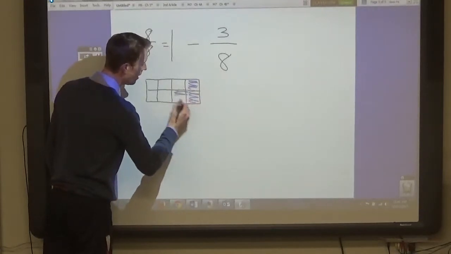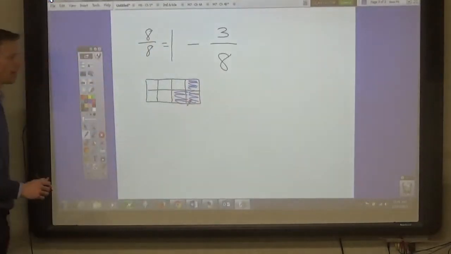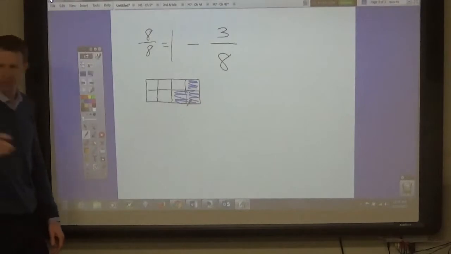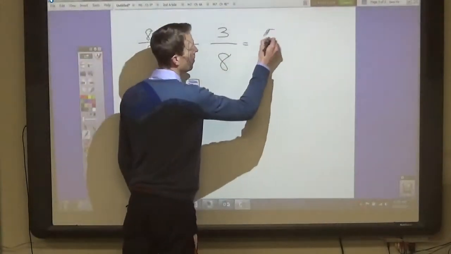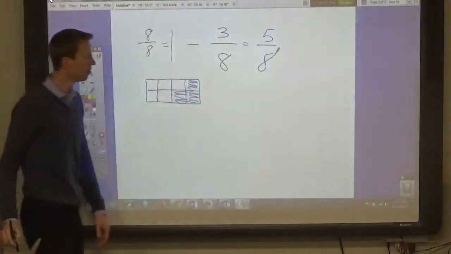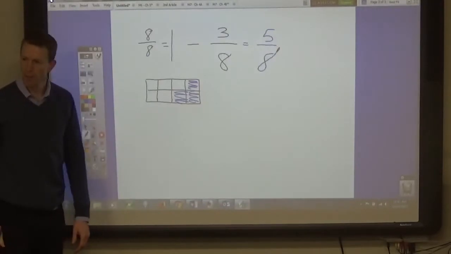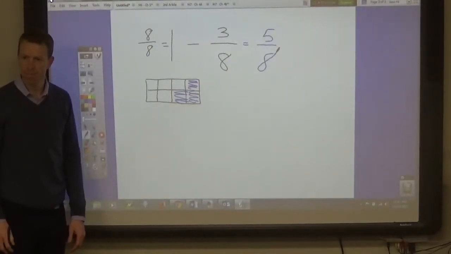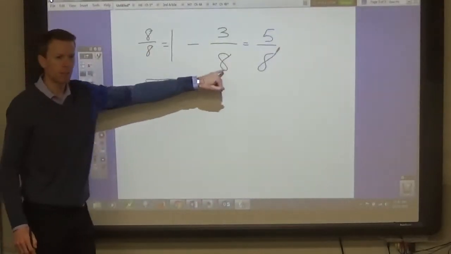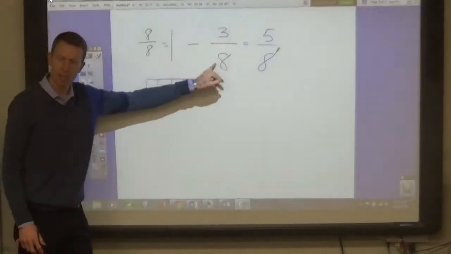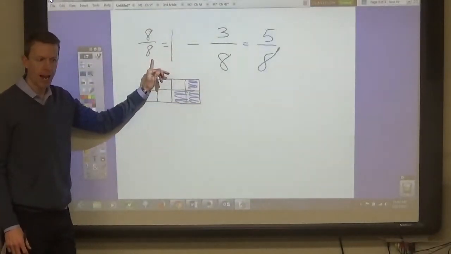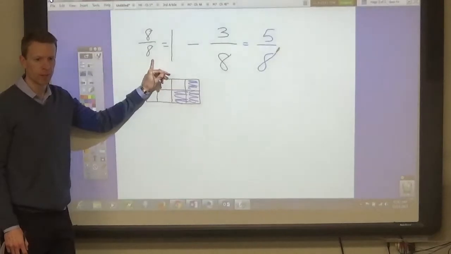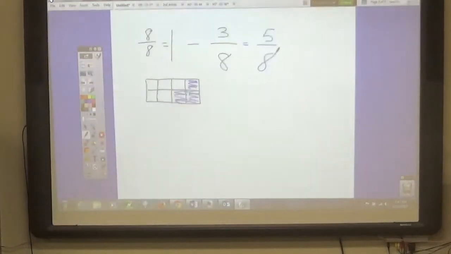Let's say that we get rid of these. How many are left? 5. 5/8 left. Okay? We have to have the same size pieces. We have to have the same denominators whenever you're adding or subtracting. Alright? Let's do an addition one.